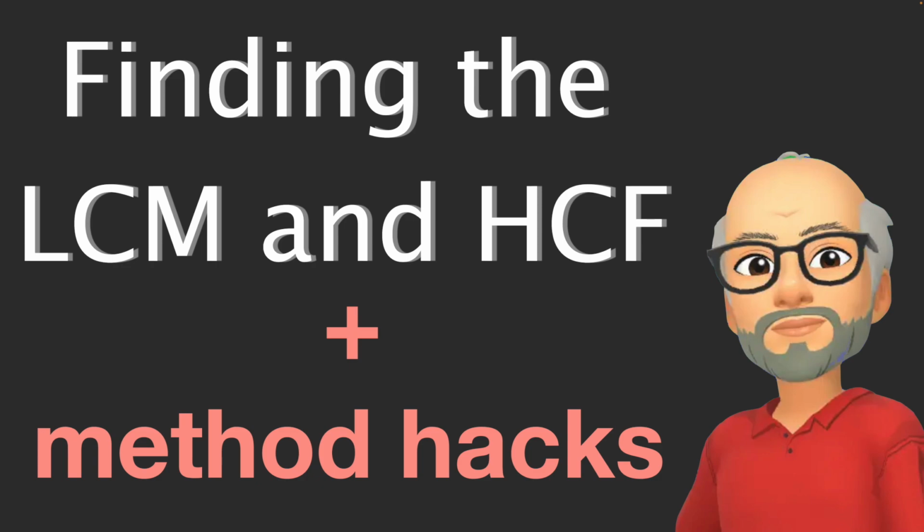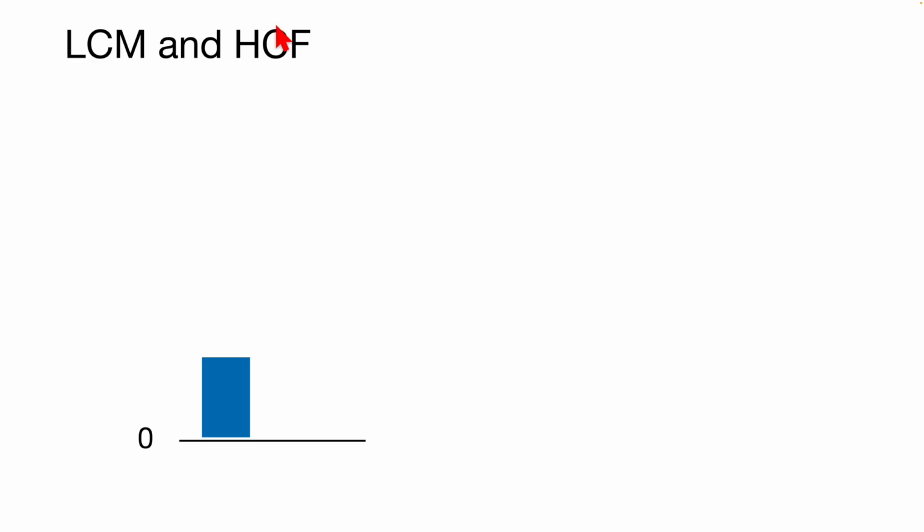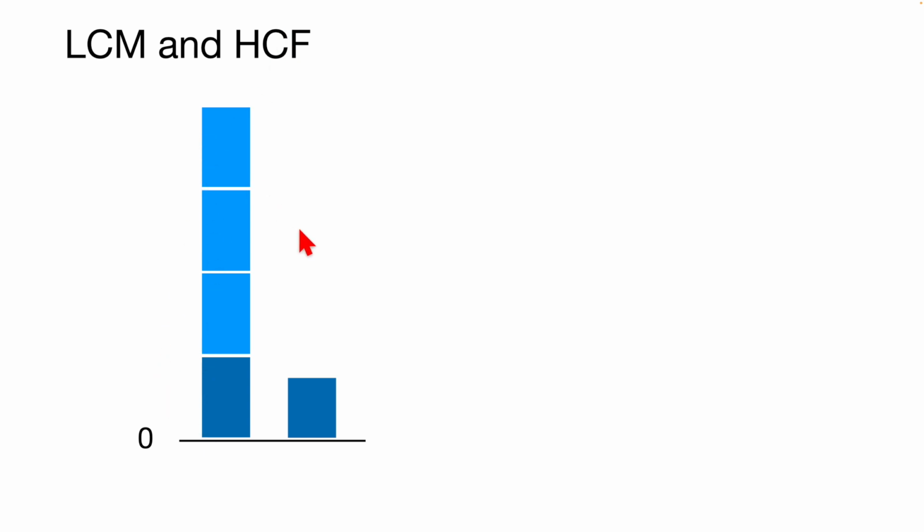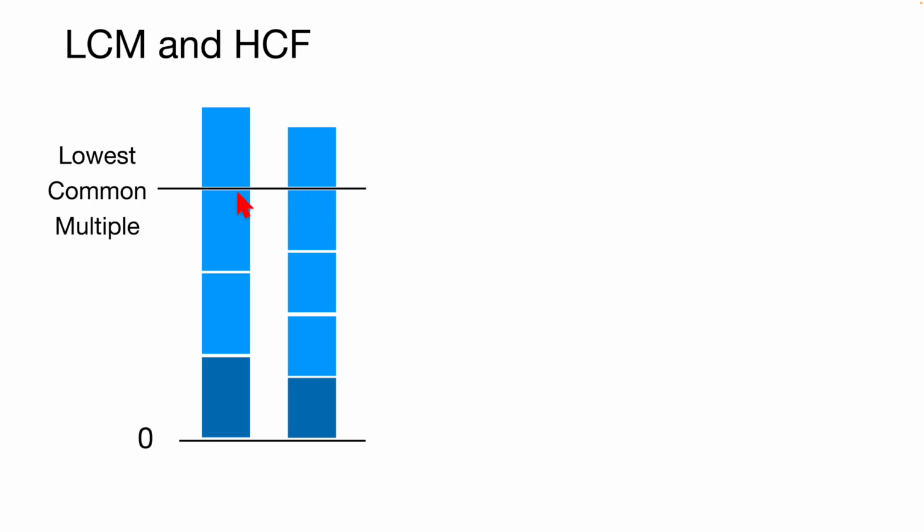Finding the lowest common multiple and the highest common factor, and we'll look at some method hacks that make that easy. So let's imagine these are two numbers on a bar graph. We don't need to know what they are. These are multiples of the first number, so it's doubled, trebled, quadrupled, and that's doubled, trebled, quadrupled, wherever the next one is. But you'll see that these two numbers are the same. These are both multiples of this number and multiples of that number, and they are the same value. That is the lowest common multiple.